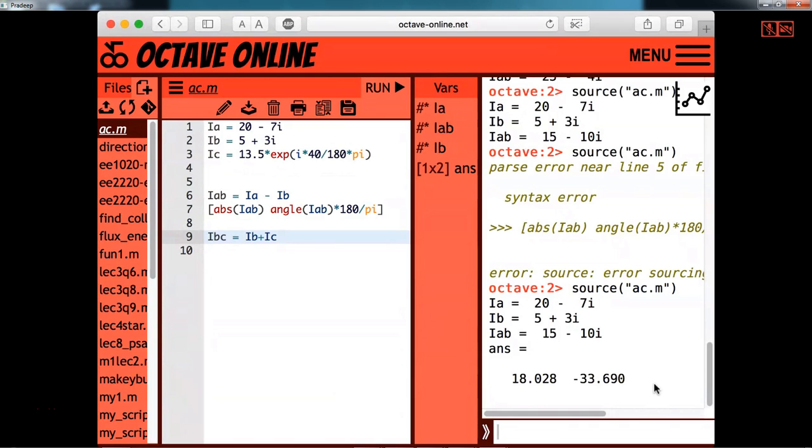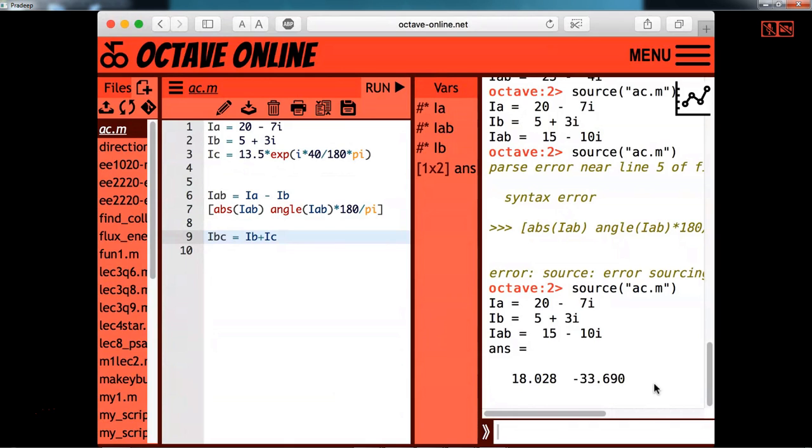Now what is the absolute value and angle? I just copy this line and then change the variable, so IBC here as well. Now let me save and then run. So 19.28 and the angle is 37.2. So yes, the answer given by JNTUK is the correct answer.